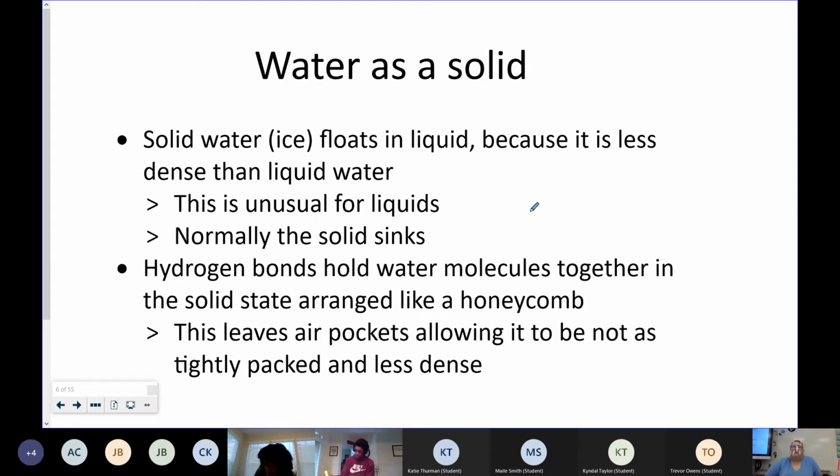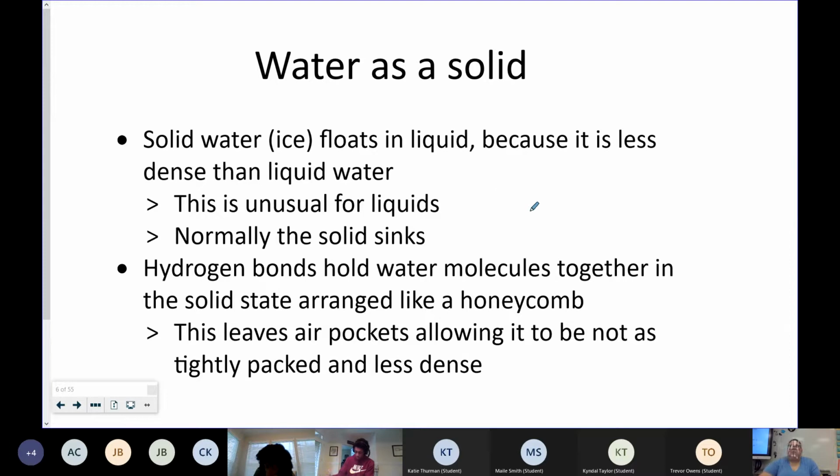So remember, substances that are more dense tend to sink. Substances that are less dense tend to float. This is unusual. Normally, the solid is going to sink in its liquid because solids tend to be more dense than liquids. Why water does the opposite, why it doesn't behave as other things may, is yet again due to those hydrogen bonds.